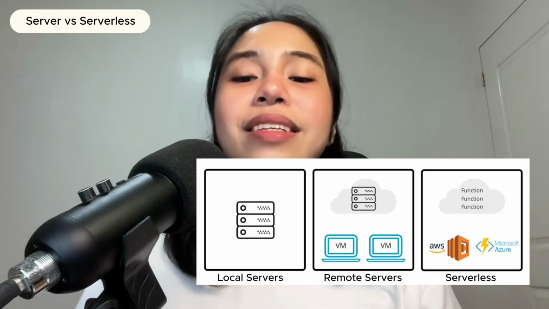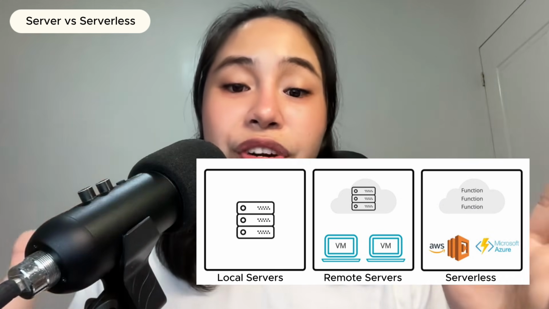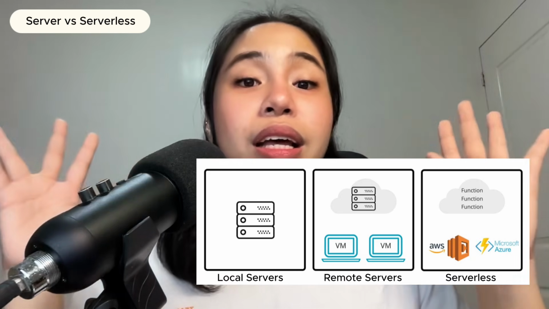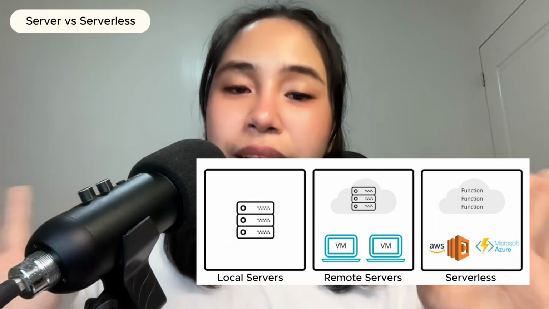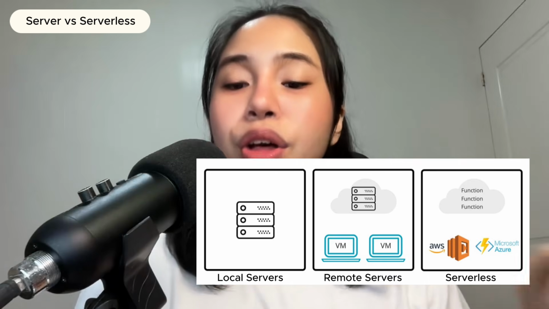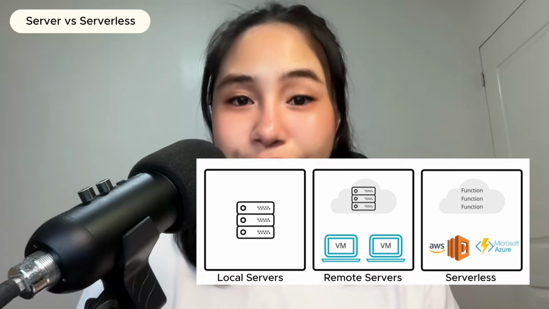So to summarize, traditional servers, you own the machine. Virtual servers like EC2, you rent the machine and it's in the cloud. But serverless, you just run your code. No machine setup needed. AWS takes care of all the heavy lifting, so you can focus on building features and not managing infrastructure. So let's now set up a budget alarm.